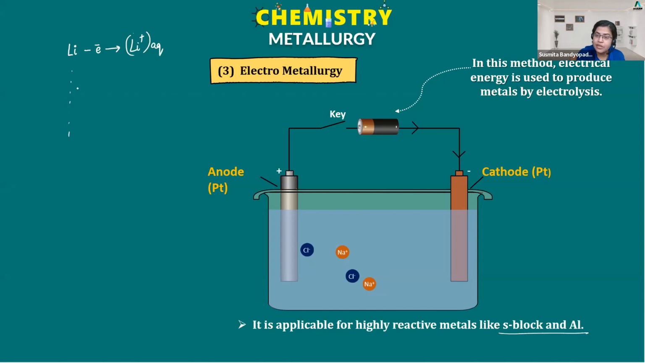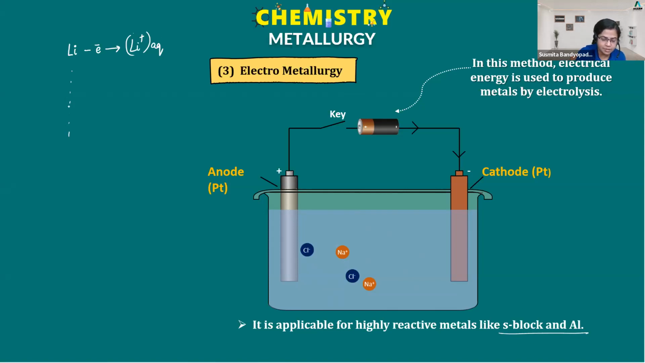On the basis of their ability to lose their valence electron, the ability to get oxidized, we categorize them into some form. If lithium has the most tendency to get oxidized, it is the strongest reducing agent in aqueous medium, not in gaseous phase, aqueous medium.